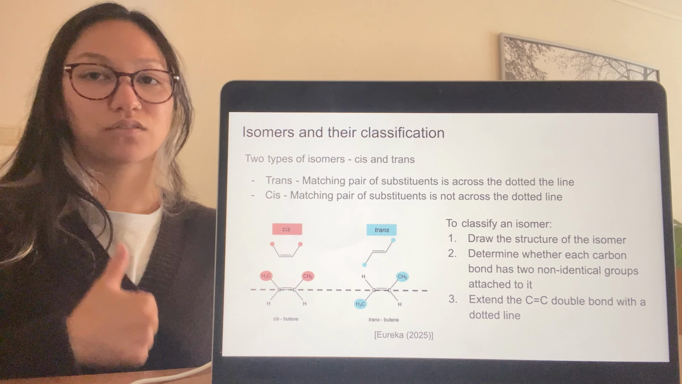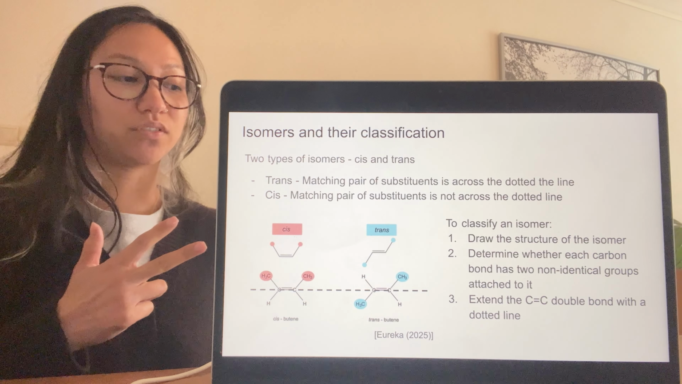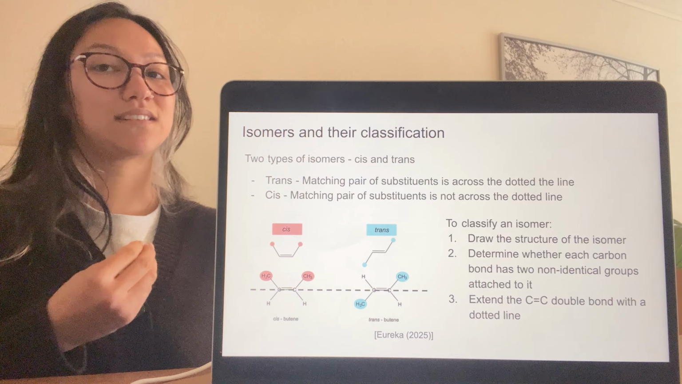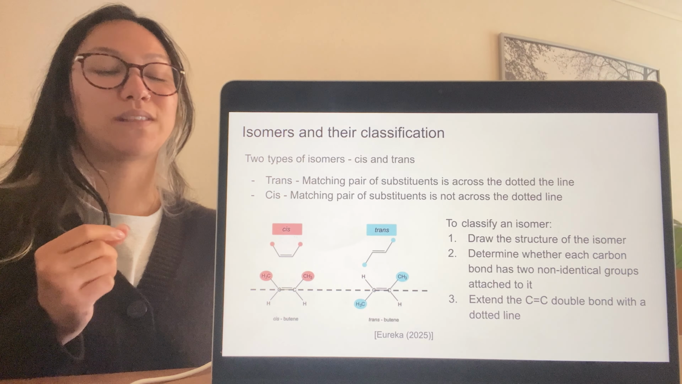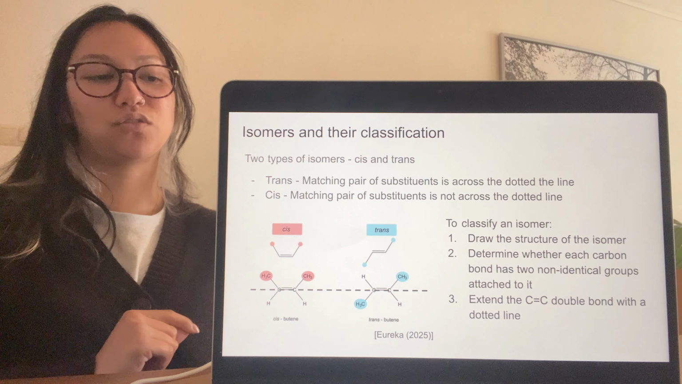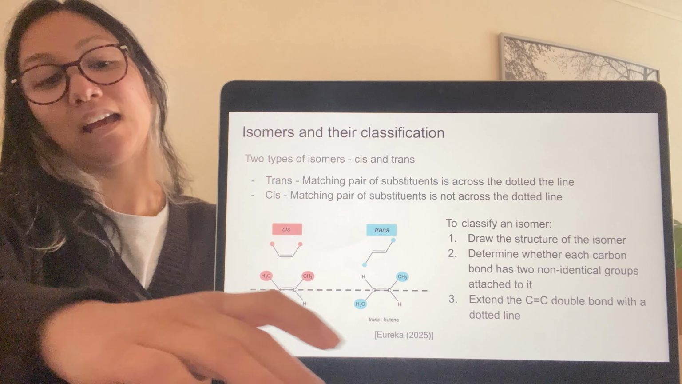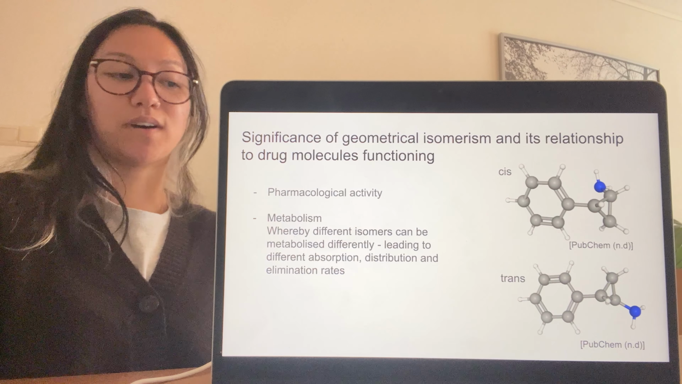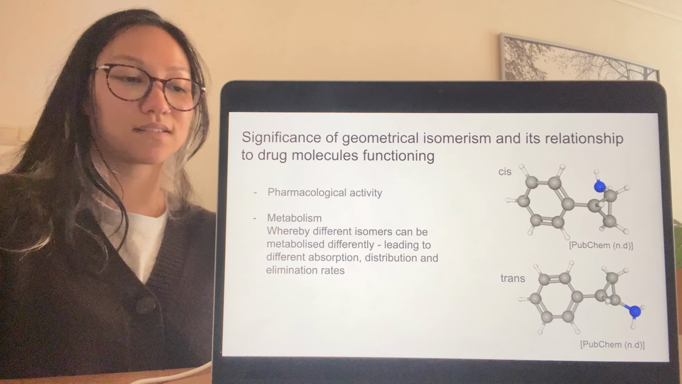So after drawing the structure, meeting the condition, and extending the C to C double bond, we're able to see if an isomer is cis or trans. Cis is where the matching pair of substituents are on the same side of the dotted line, and trans is where the matching pair of substituents are on different sides of the dotted line. And next is geometrical isomerism and its relationship to drug molecules and their functions.